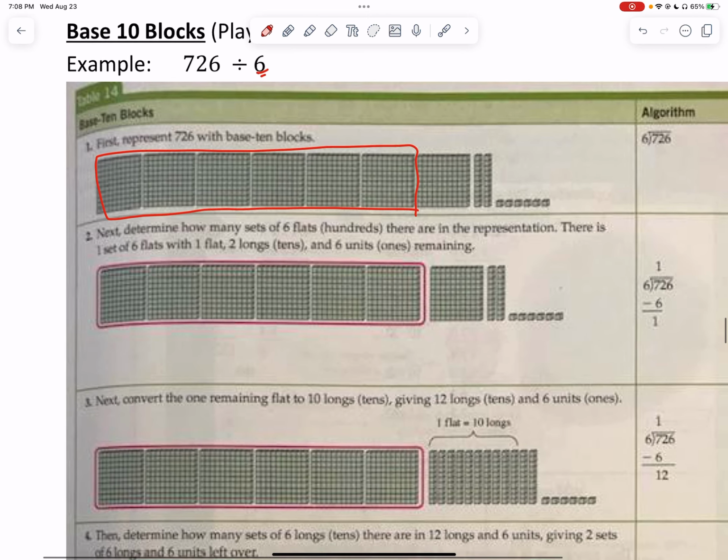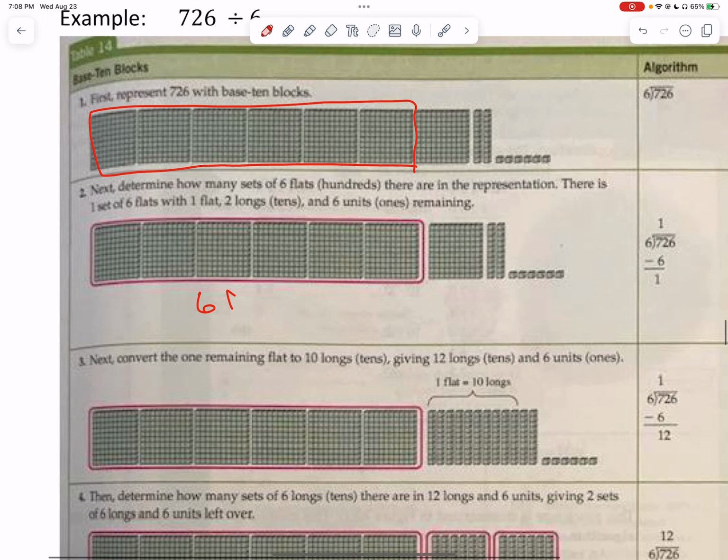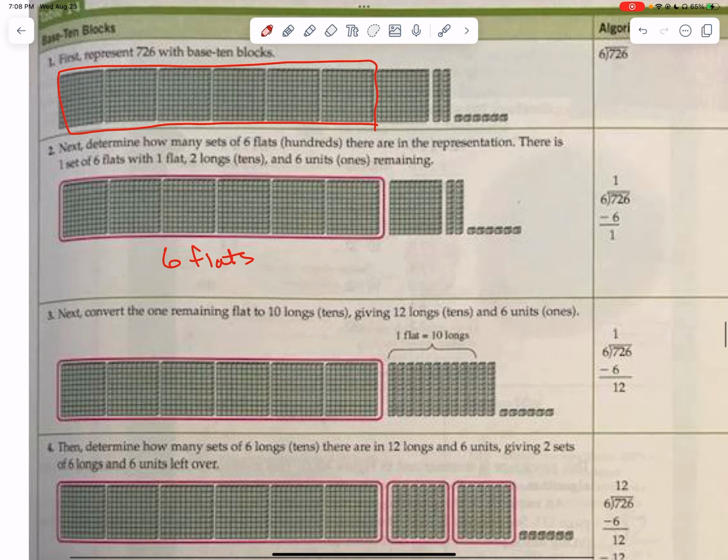So I know that I have 6 flats, right? So now, I've got my 6 flats, so I've divided it. So my flats, I have one set of 6 flats because I'm dividing it by 6. Okay, so I've got one set of 6 flats.